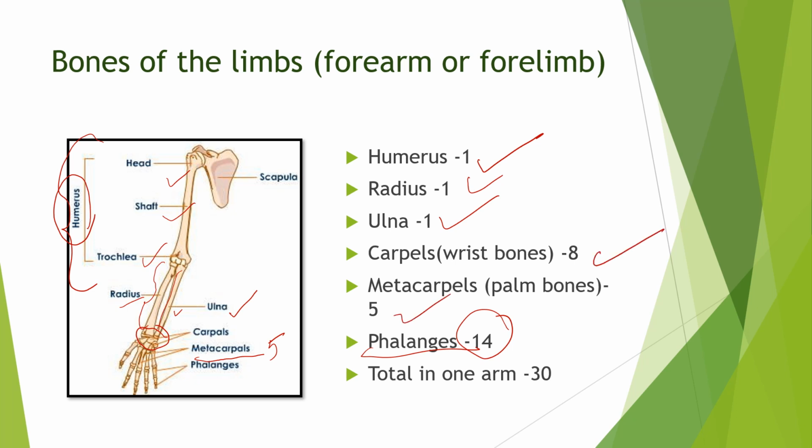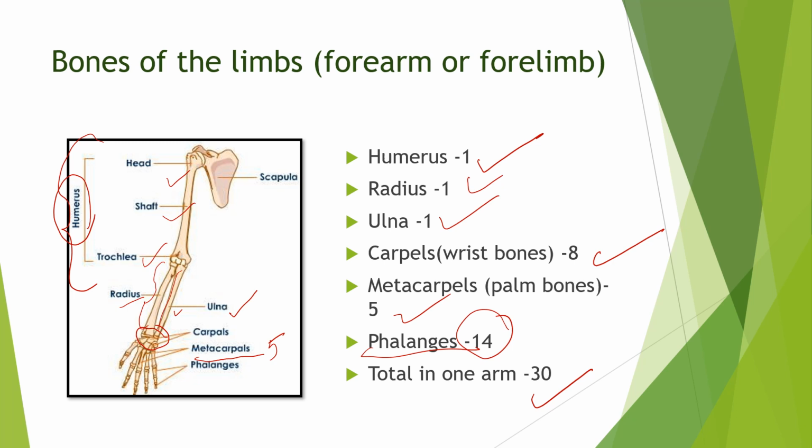So please do memorize. You can get a question: how many wrist bones or carpals are there? How many metacarpals are there? These are only short questions. How many phalanges are there? So this is for each arm. So if you are writing for both arms, you need to double. So the total number in each arm is 30, whereas when you are taking it for both the forearms, it is 60.